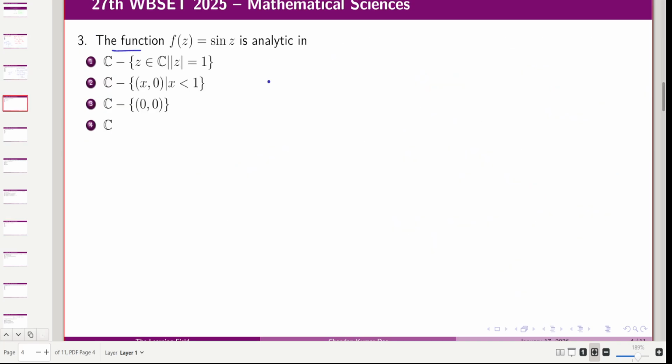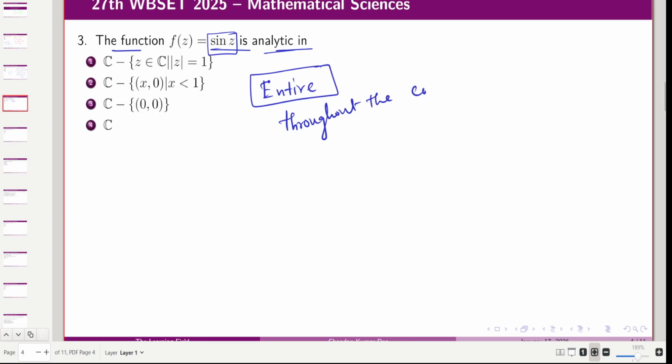The function f(z) equal to sin z is analytic in. This is a very simple question, and you don't need to solve it, since we know that the sin z function is an entire function. Obviously the sin z function is entire, that means it is analytic throughout C, throughout the complex plane.